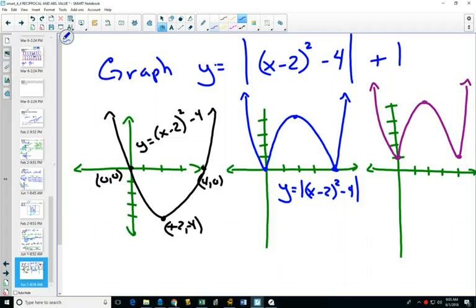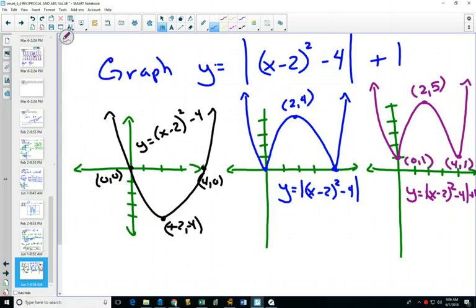In the second graph, the blue graph, that's just the absolute value of the black graph. So the negative part got flipped up over the x-axis. And so the point that was at 2, negative 4 becomes 2, positive 4. And finally, in the purple graph, everything got shifted 1 unit up. So instead of 2, 4, you have 2, 5. Instead of 0, 0, you have 0, 1. Instead of 4, 0, you have 4, 1.